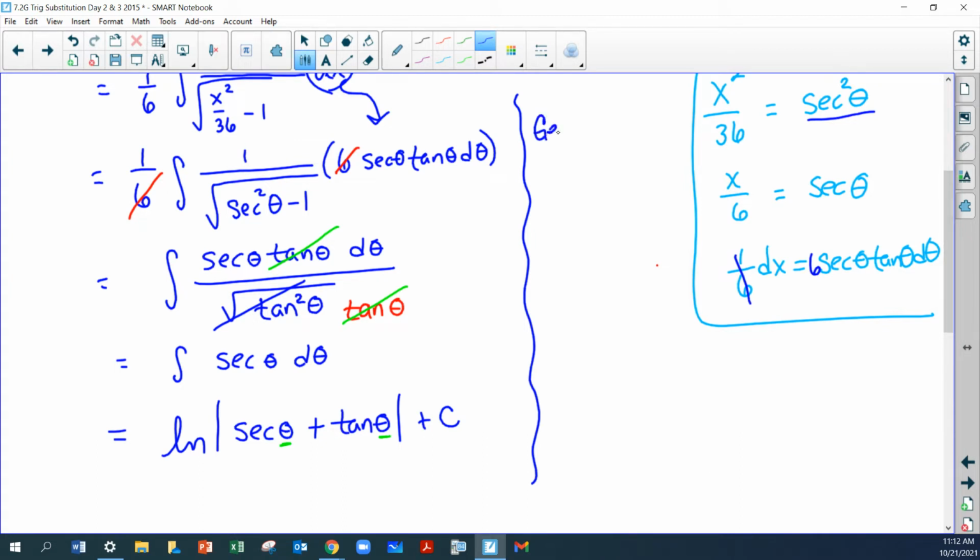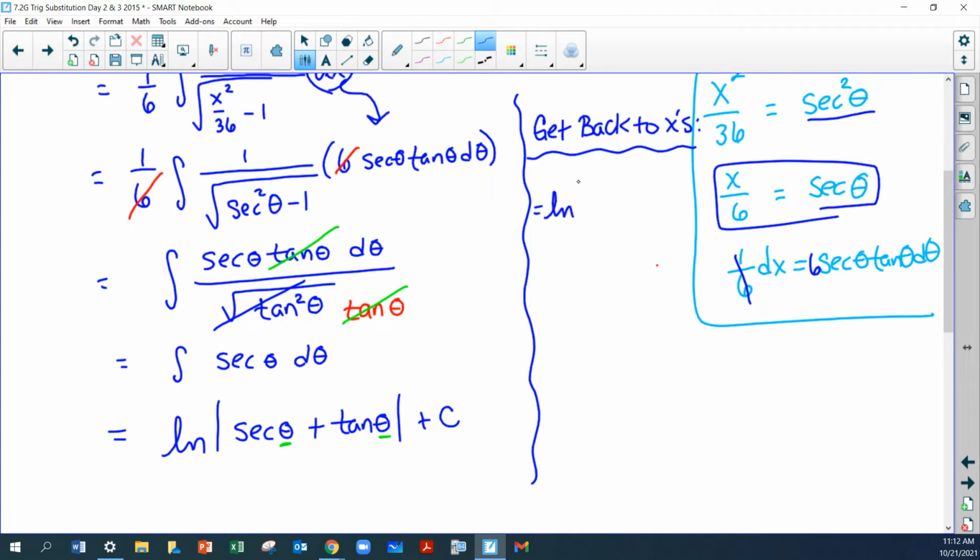get back to x's. Hopefully that'll make sense in your notes. So here's the steps we have to do that. I need to know what secant theta is. Ooh, I know what secant theta is. Secant theta is x over 6. So I've got one little piece. I've got natural log of x over 6 plus, now I don't know what tangent is, do I?